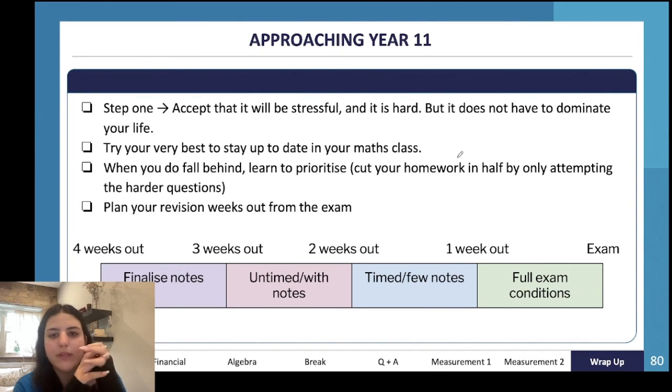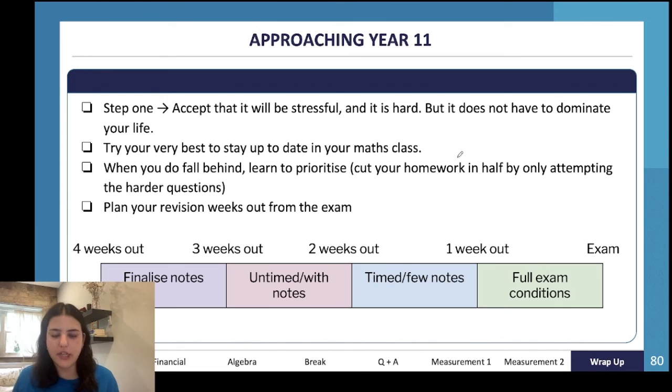So you kind of have to accept it's going to be stressful and hard, but do not let it dominate your life, and make a pact with yourself that you won't let it ruin your life. Try your very best to stay up to date in your maths class. When you do fall behind, I still remember the times I fell behind because I was away from school or I had a competition or whatever I was away for.